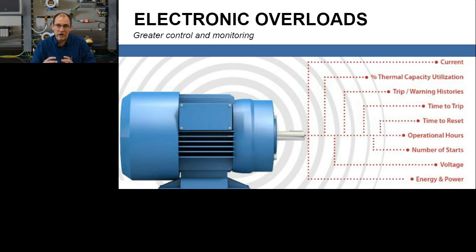So what we used to do is take a CT, put it on the motor wiring, and then our next thing is we would put multiple CTs on so we could look at each phase of the wiring and detect different things. Well, now you just take your electronic overload, and of course you can figure out the current, the thermal capacity utilization, trip warnings, time to trip, time to reset, operational hours, number of starts, voltage, energy, and power. All these things are really relevant information that you can use other than my motor trip, right?